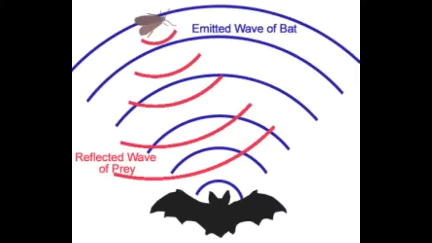The time it takes from the object to bounce back towards the bat's ear or ears gives a mental image of the size of the object, or even the magnitude of the wave could determine the size. For example, smaller objects would have lower magnitudes of waves.